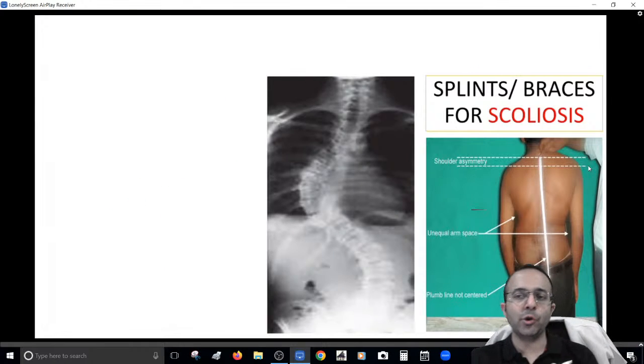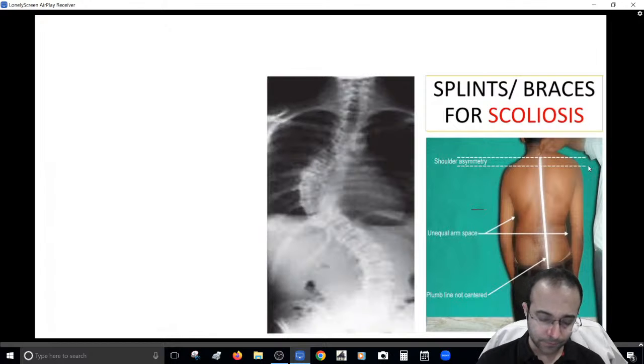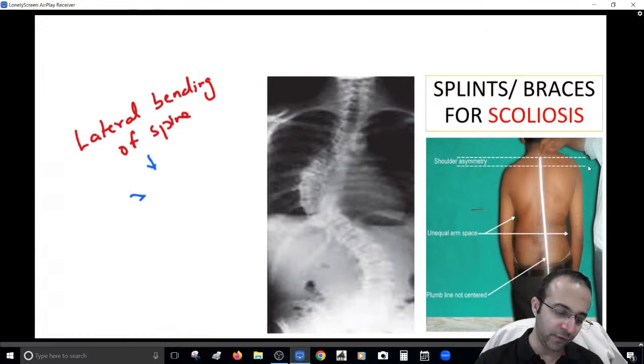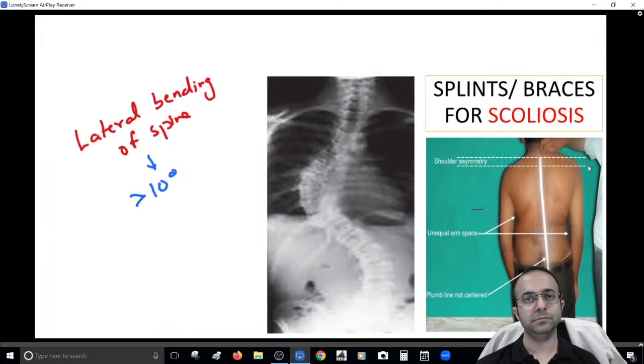Okay, and when I am talking of splints and braces, nowhere can I end up this class unless I have spoken of these scoliosis braces. See, scoliosis you very well understand is lateral bending of spine, and lateral bending of the spine which is more than 10 degrees. So there's an angle, and that angle has to be more than 10 degrees to call it scoliosis.